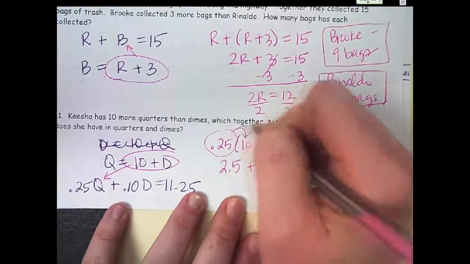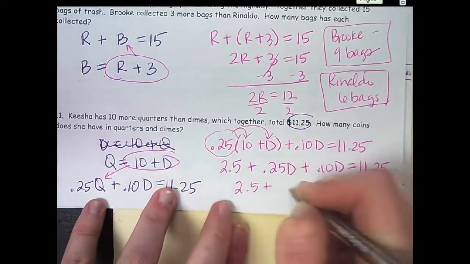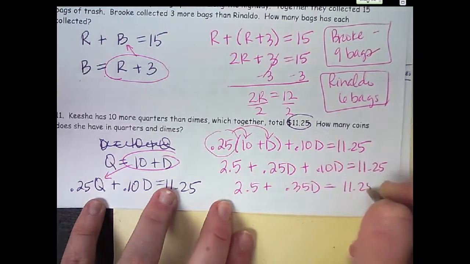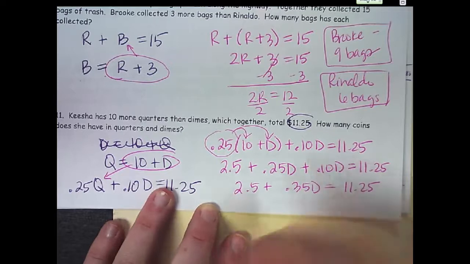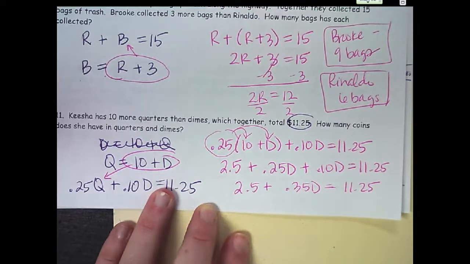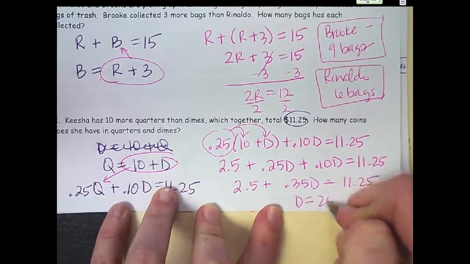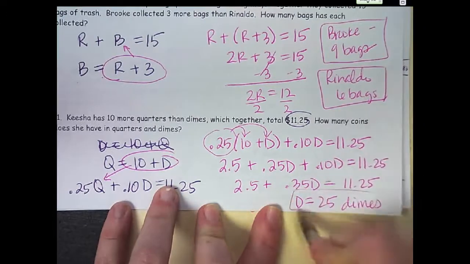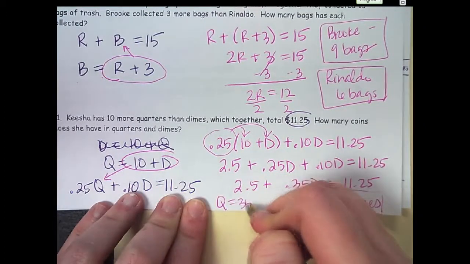So make sure you distribute this carefully. It goes to the 10 and to the D. So 2.5 plus 0.35D equals 11.25. So 11.25 minus 2.5, divide by 0.35. I got 25 dimes. Sorry, I ran out of room, so I didn't do my work. Which means 35 quarters.